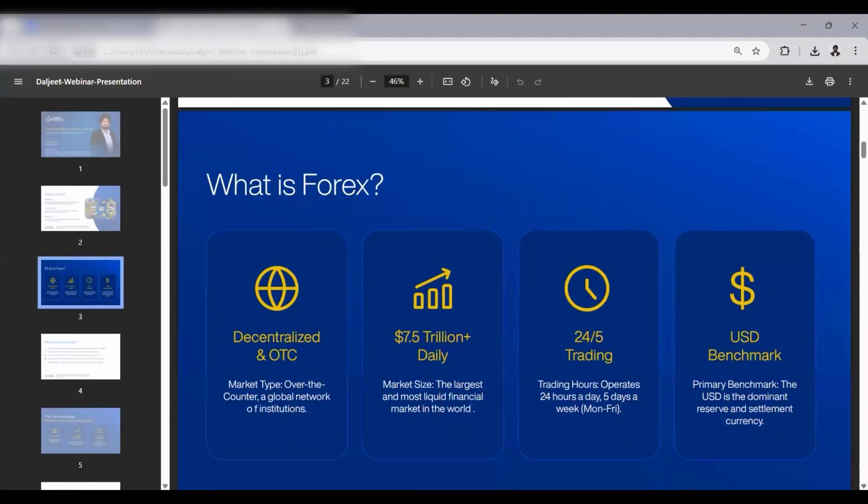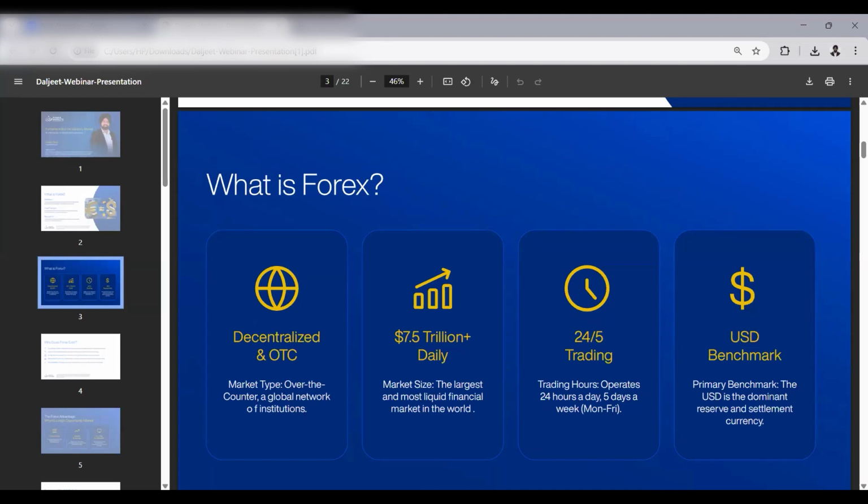So what is the forex market? Let us go deeper into some technicalities. As I already said, it's a decentralized market and it's OTC, over the counter, where a retail trader places a trade, it goes directly into the market, and the market routes it to the bank. The total daily transaction volume for this forex market is $7.5 trillion. That's the daily turnover of this market.